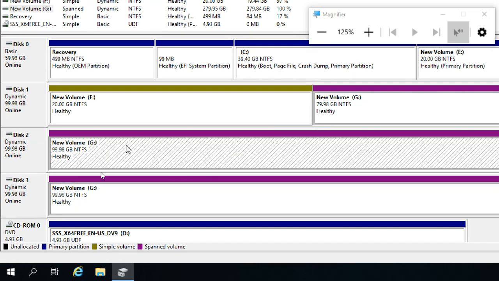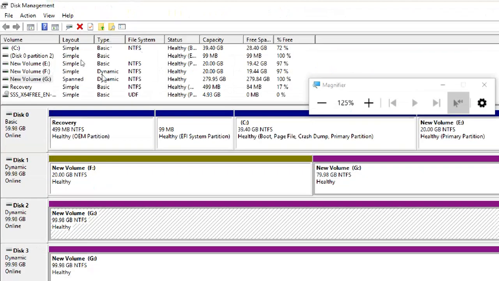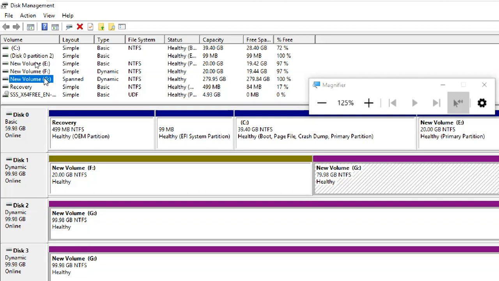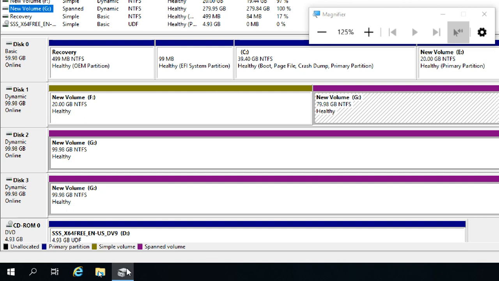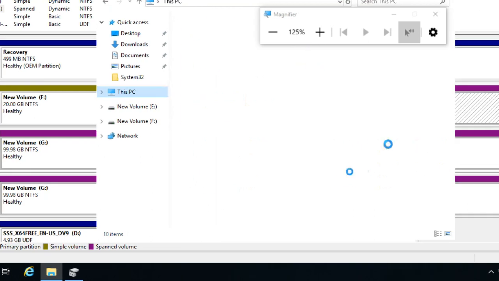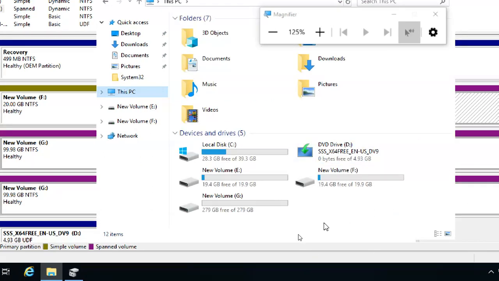See, this is the Z drive, Z drive, Z drive. So I created a spanned volume here. Like this, 280 GB space I created. You can see the Z drive here. The Z drive is 280 GB. I created it, so you can combine two or more disks if you want.